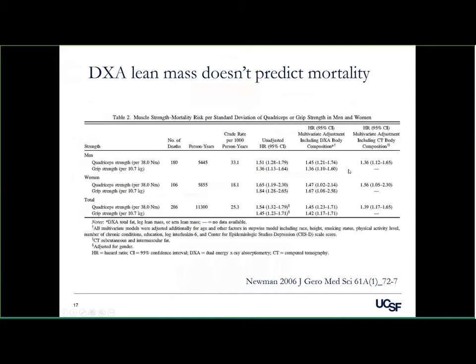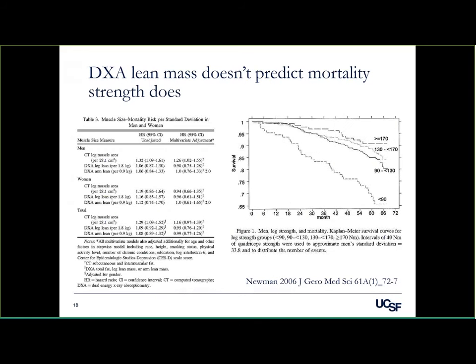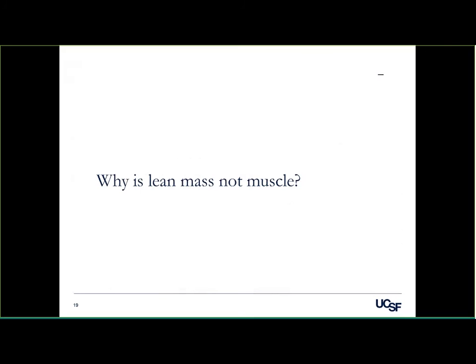But if you adjusted it for body composition, which you think would make it go down, it didn't go down at all. So the body composition didn't really take away any of the power of explanation of mortality from strength. And if you did the opposite, looking at either CT cross-sectional area or DXA of the legs or arms, CT cross-sectional area did a little bit better than DXA, but DXA just didn't show anything at all for mortality. So this really changed the way I looked at lean mass. If it didn't predict mortality, there's something wrong. So why is lean mass not muscle?